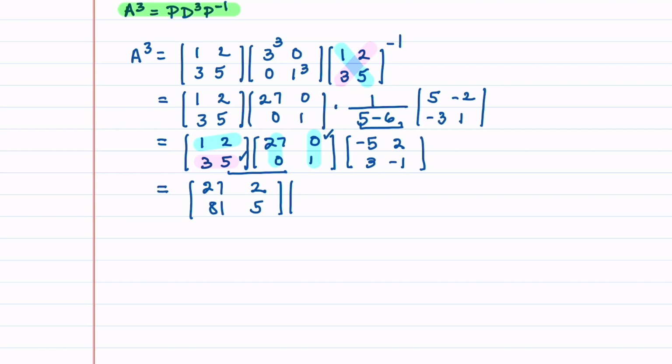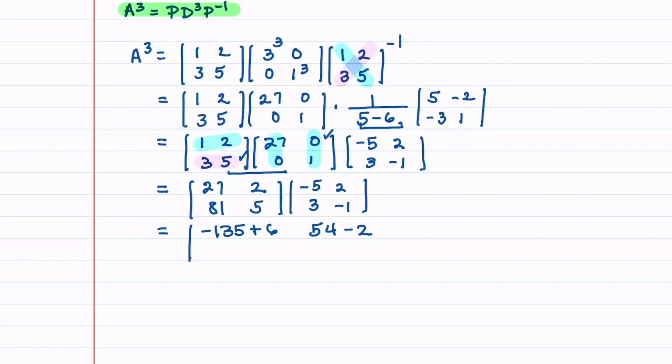Now we're going to multiply by our P inverse. So that's minus 5, 3, 2, minus 1. So our first entry in the upper left is going to be a 27 times minus 5, which is minus 135, plus 2 times 3 is 6. And then in the upper right, we're going to have a 27 times 2, which is a 54. And then we're going to minus 2.